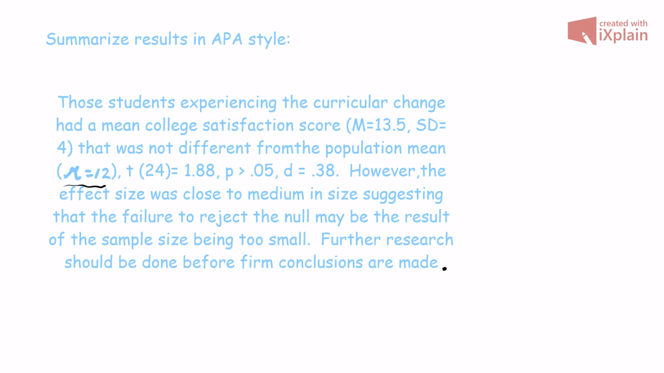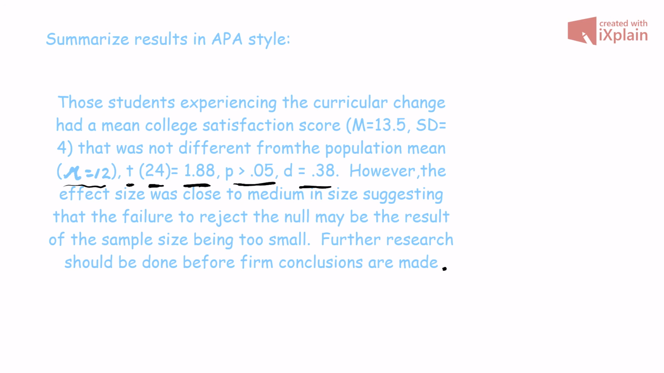Again, I have a T here because I ran a t-test. This is the degrees of freedom in the parentheses. And this is the T score that I calculated. We actually calculated 1.875, and I just rounded to 2 decimals. We usually round to 2 decimals when you write up results. Because we did not reject the null, p is greater than 0.05, and then we wrote the d.